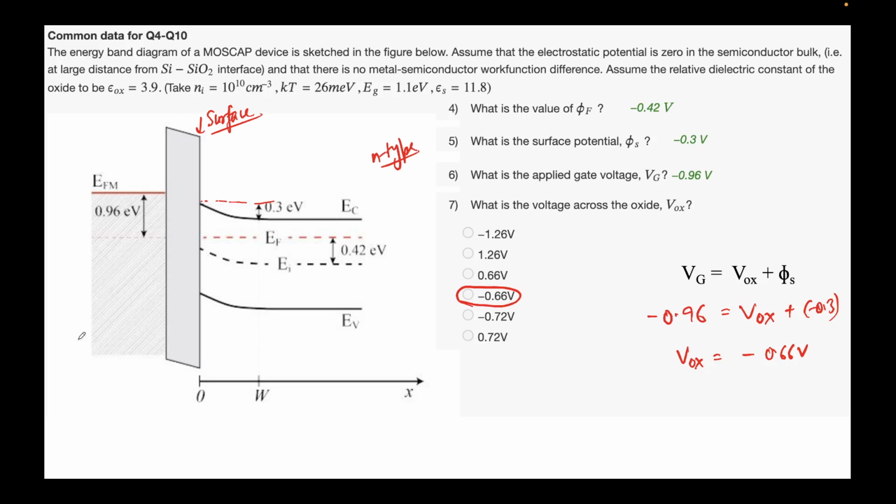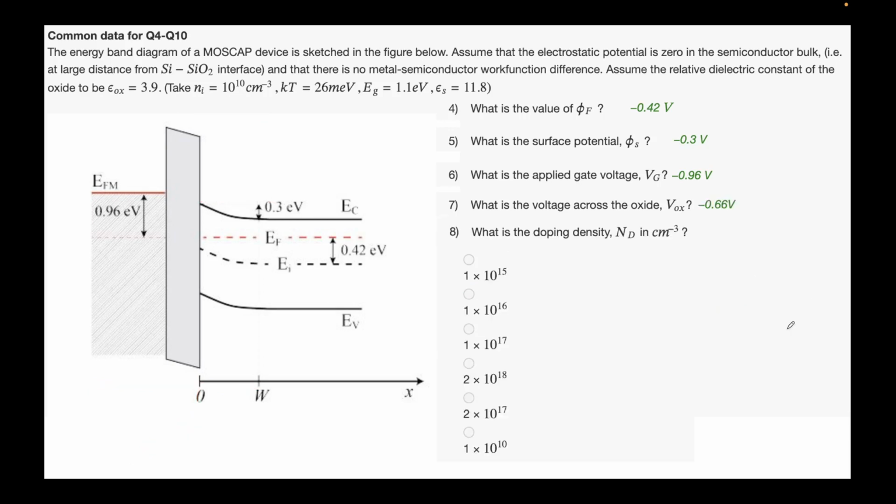Potential as a function of x, 0.96 volts, and this point is minus 0.3. Very bad scaling, but you'll get the idea. So this drop, this straight line drop that you see, is minus 0.66 volts, right? Okay, let's move further. We are asked to find the doping density in the bulk.